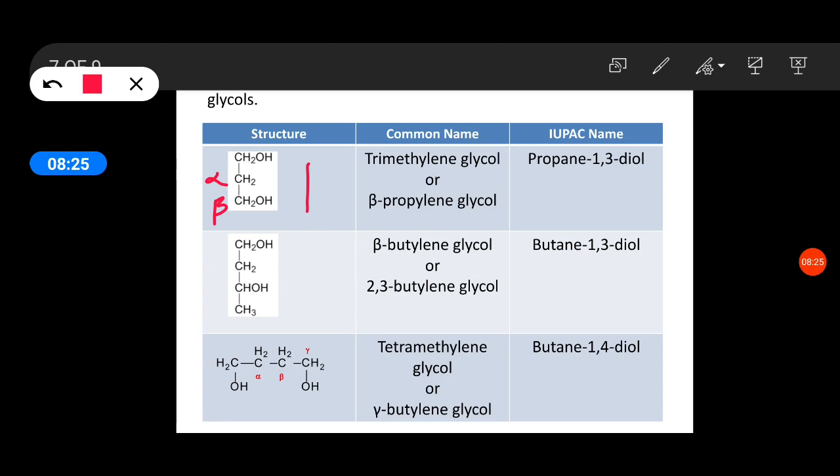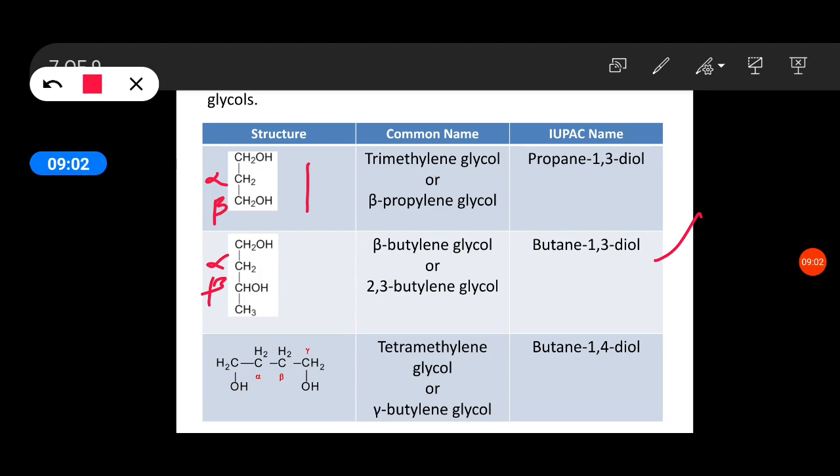In this, 4 carbons are there in a straight chain, and again the alpha carbon and beta carbon. So the OH group is present on the beta carbon. It is beta butylene glycol, or also called 2,3-butylene glycol. But in the IUPAC name, 4 carbons in the straight chain, butane. The first carbon and third carbon contain the OH group, so 1,3-diol.